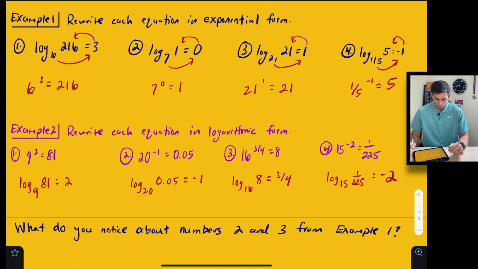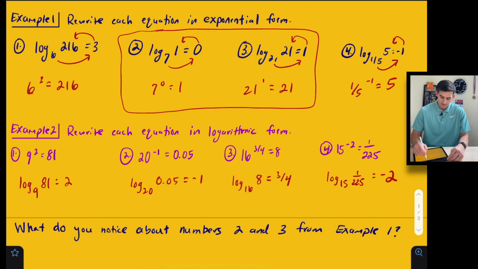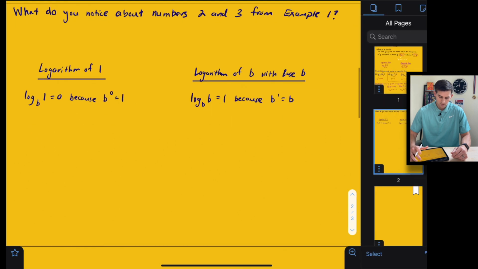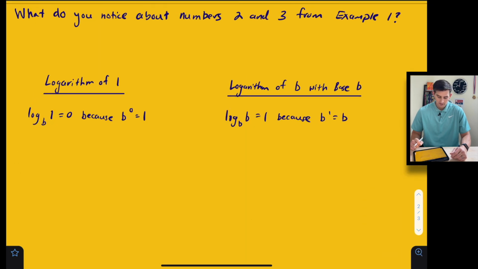Now notice this question at the bottom. What do you notice about numbers 2 and 3 from example 1? So that'd be these two right here, 2 and 3 from example 1. Well, notice that for number 2, we have a 0 power in there, and for number 3, we have a power of 1. So if we go down, it says we're introduced to these two special properties of logs, okay? So we have logarithm of 1, so log base b of 1 is equal to 0 because anything to the 0 power is equal to 1. So this is one that we could maybe commit to memory. And then logarithm of b with base b, so log base b of b is equal to 1 because anything to the first power would be itself. Okay, so there's a little bit of a breakdown of logarithms with base b.